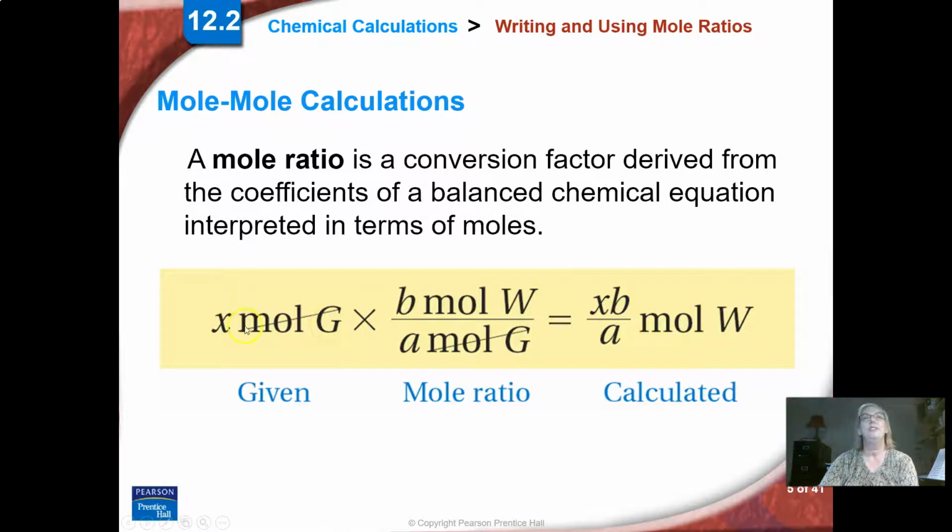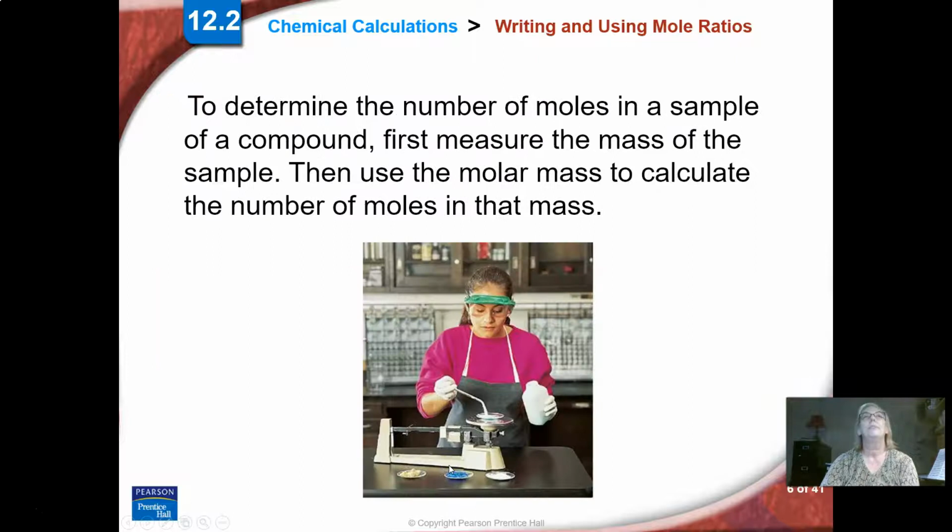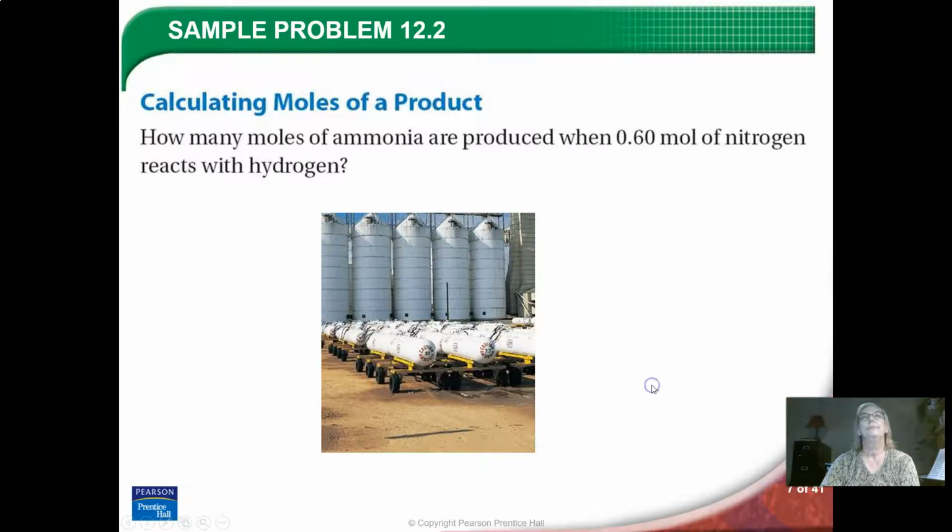So instead of just having one step right here, we're going to start adding another step here and a step after that. So it's very important to know the mole ratio, and we always have to have our equation balanced first. We have to have that skill under our belts. To find the number of moles in a sample, we measure the mass, and then we use the molar mass to figure out the number of moles we have. We'll do that a lot in lab, and that's a skill we'll use.